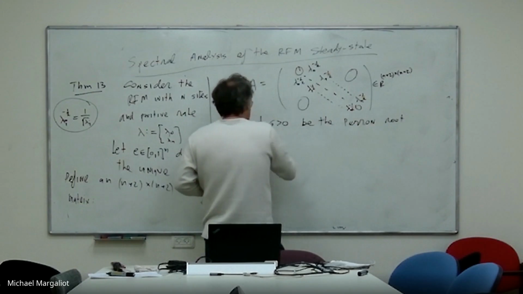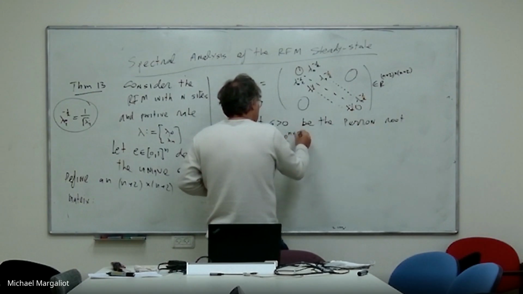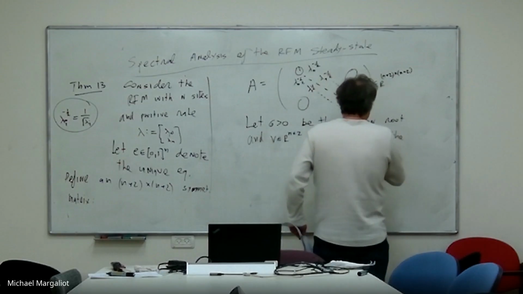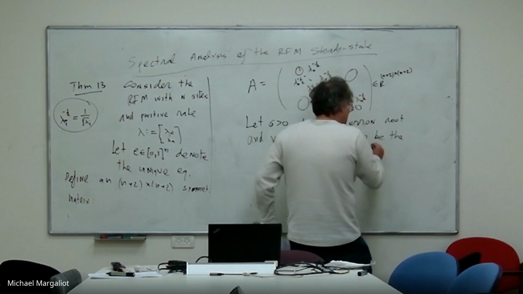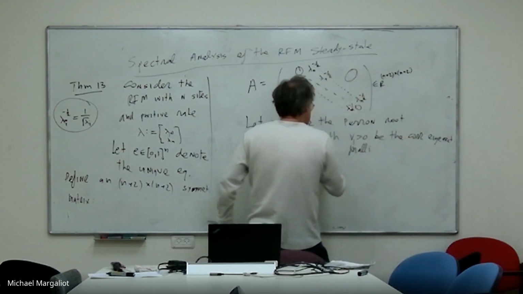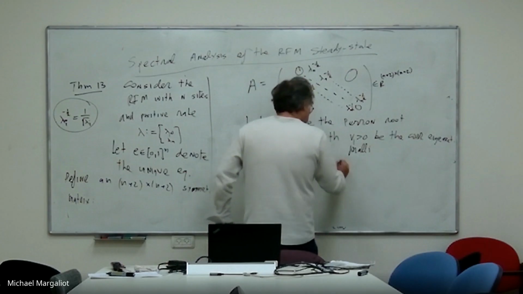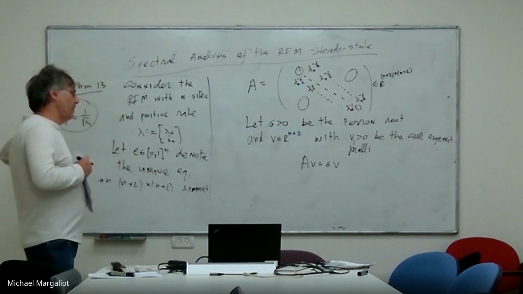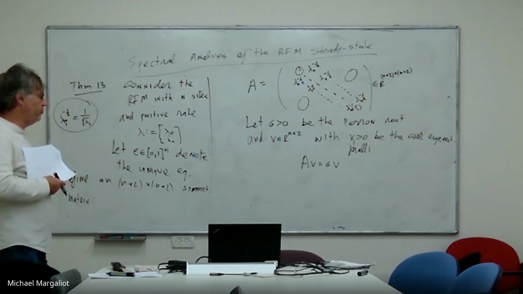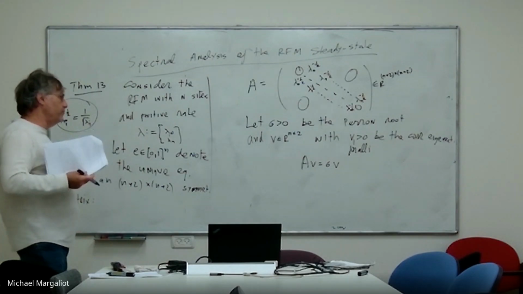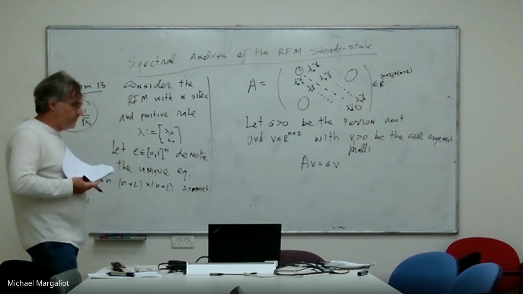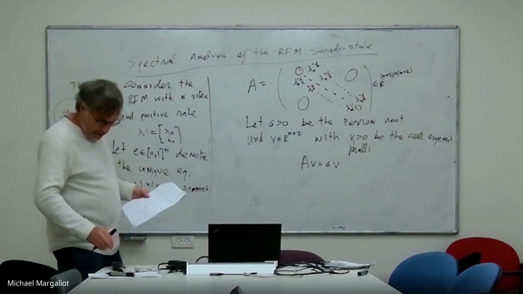and let v be the corresponding eigenvector. So what does this mean? This means that Av is equal to sigma v. Sigma is the positive eigenvalue, which is also the dominant eigenvalue, and there is a corresponding eigenvector v. So Av is equal to sigma v, and from the Perron-Frobenius theorem, we know that we can choose the eigenvector v such that every entry in v is positive.